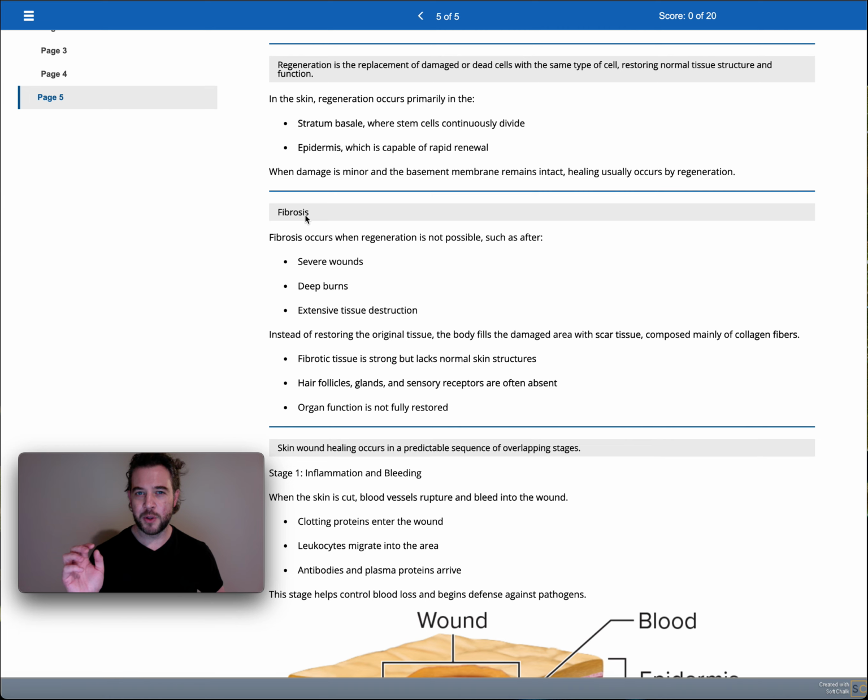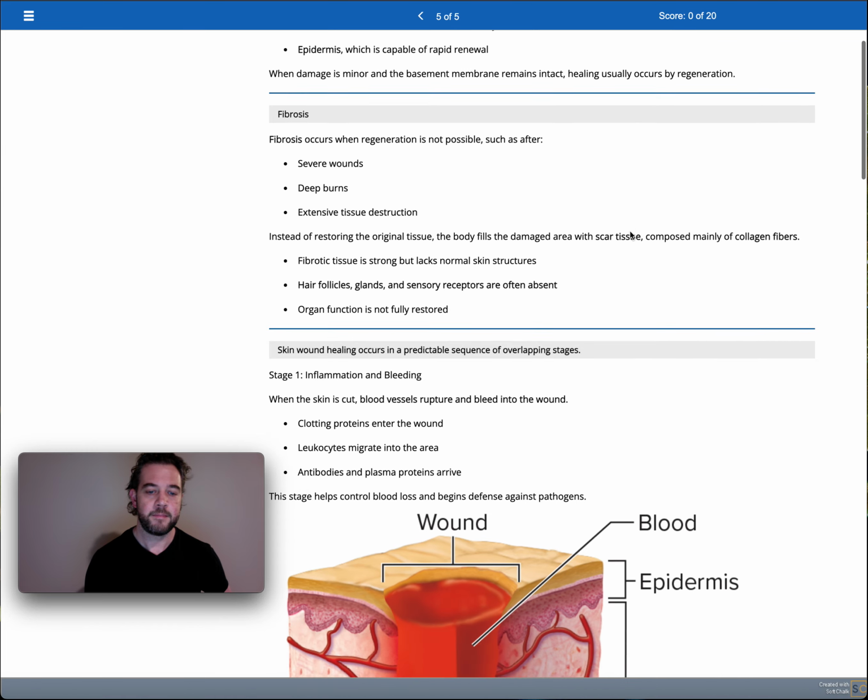So make sure you remember those two things. Regeneration is restoring function, healing that restores function. Fibrosis is healing that is non-functional. So it's still healing, it's still repairing your wound, but it's just replacing it with non-functional cells.